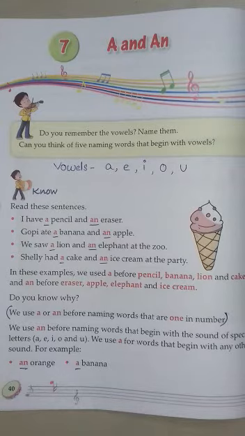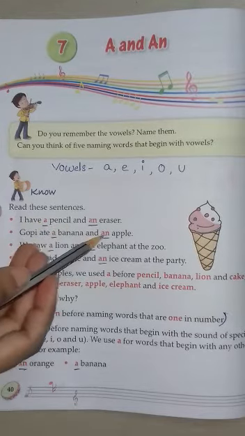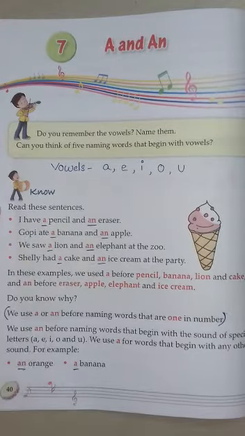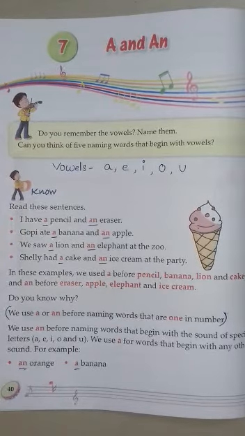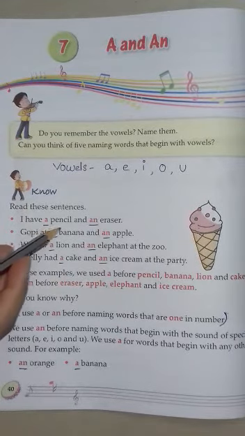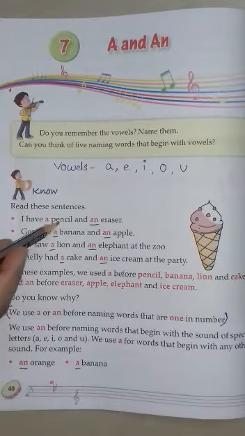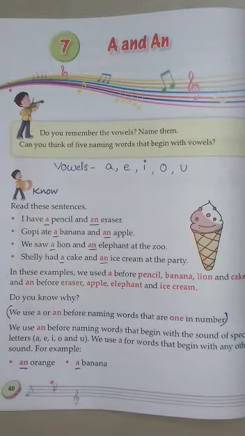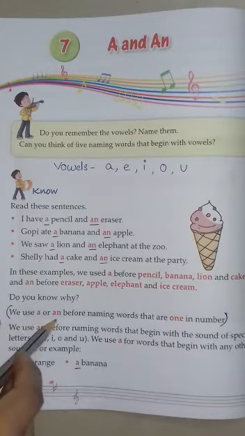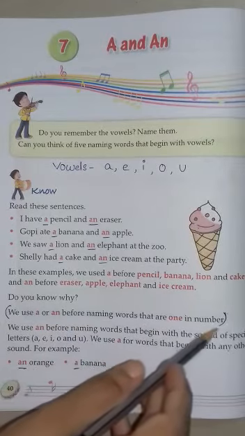So simple. You can see some words are written in red color. They are A and An. And you can see we have put A before pencil. Always remember that we put A and An before naming words. And A and An are used to say only one in number, not many. We use A or An before naming words that are 1 in number.